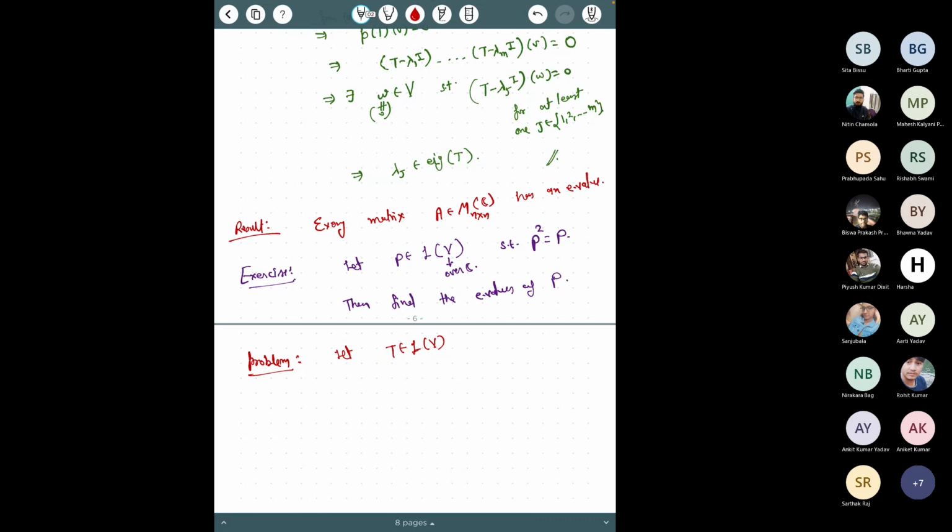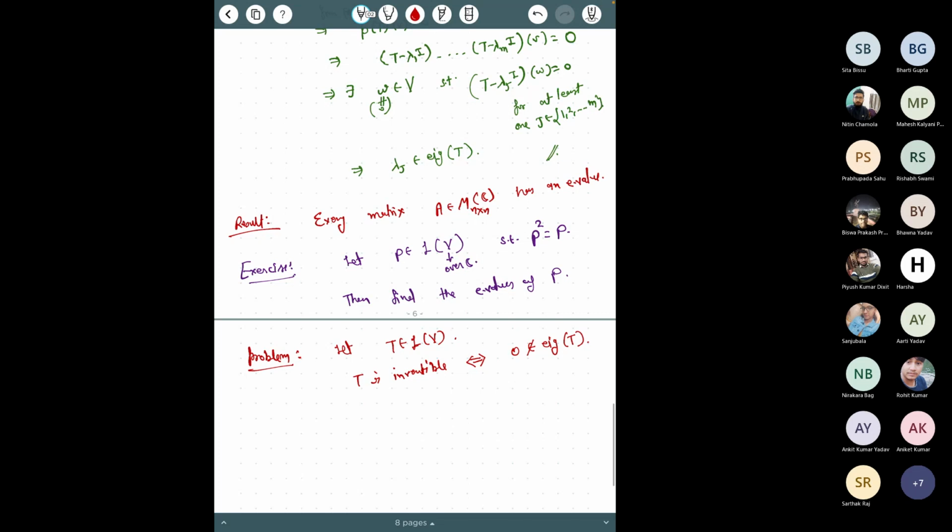So let T be a linear operator. Then you can show that T is invertible. This is very easy to check, you can verify yourself. T is invertible if and only if 0 is not an eigenvalue of T. This is if and only if, so you can easily verify this. I'm not doing this. Just use the definition. That's all.